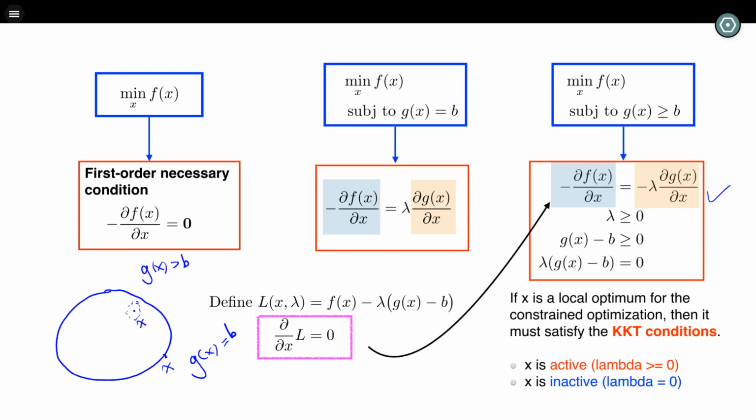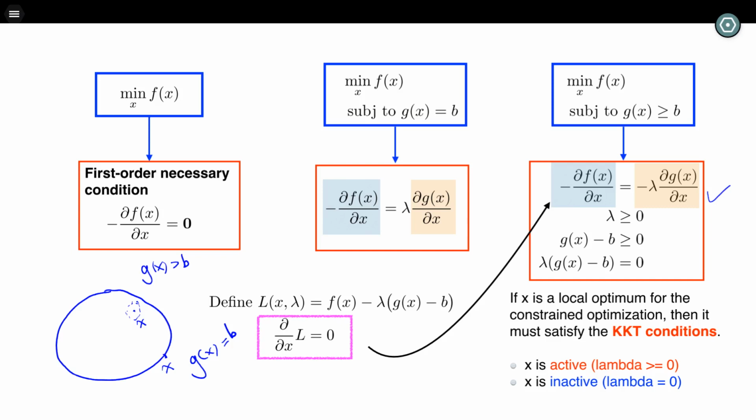And lambda is a Lagrangian multiplier. And the remaining two conditions: lambda bigger or equal to 0, that's a requirement. Lambda has to be non-negative. And the third condition just restates the constraint, because g(x) has to be bigger or equal to b.